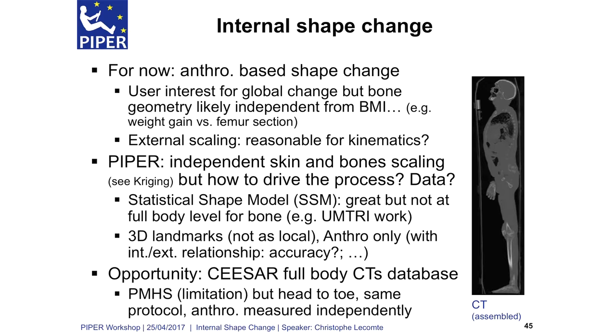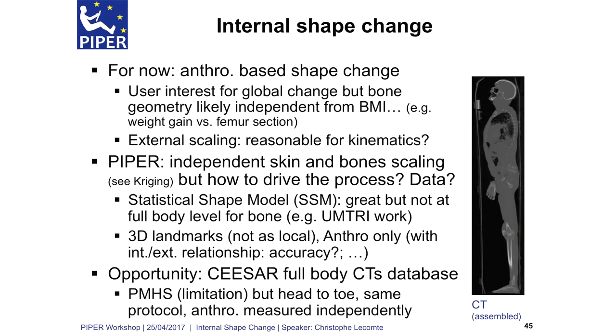If we look at what exists in the literature or is available publicly, there are statistical shape models available, but the issue is that the data is relatively sparse, and also it's often limited to some parts of the body. You might have data for the lower limb, for example, the legs, but it's not linked with data for the head and the thorax. We could use 3D landmarks on the internal and external shapes, but this is more local. Or we could use only the anthropometric measurements.